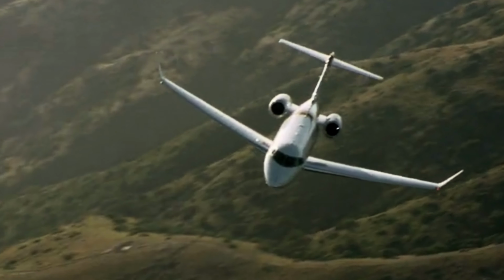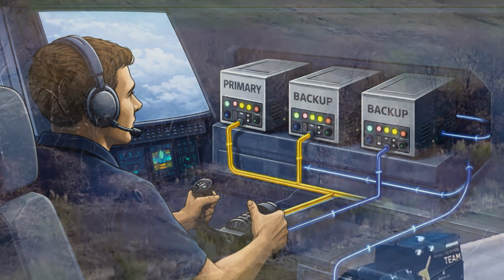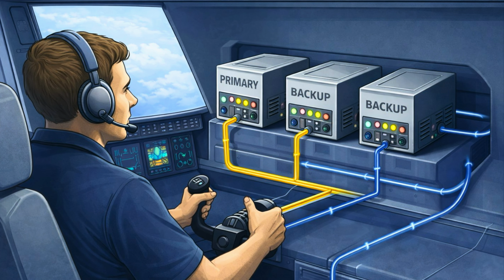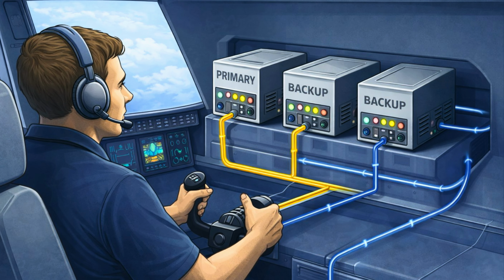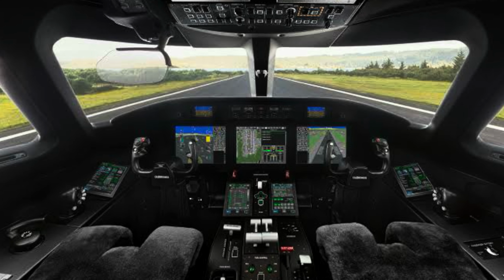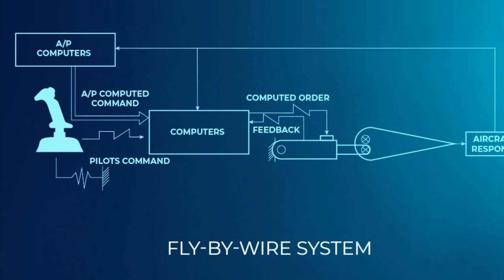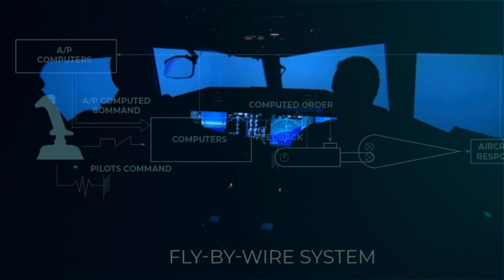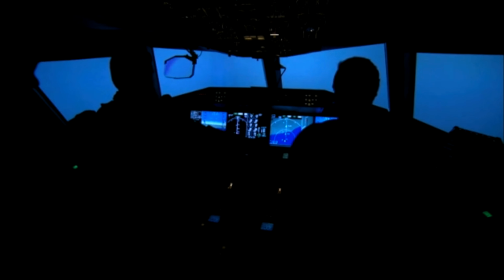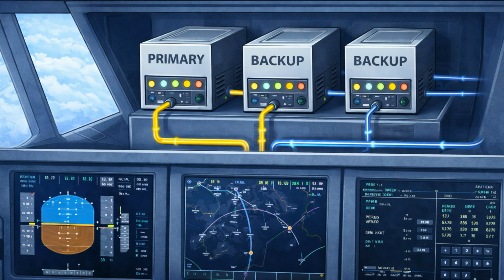Fly-by-wire systems are built with extreme redundancy. Aircraft don't rely on a single computer or a single power source. Multiple computers cross-check each other constantly, and backup systems are always ready to take over instantly. Failures are expected, planned for, and managed automatically. That's why fly-by-wire is considered one of the most reliable systems ever introduced into aviation.